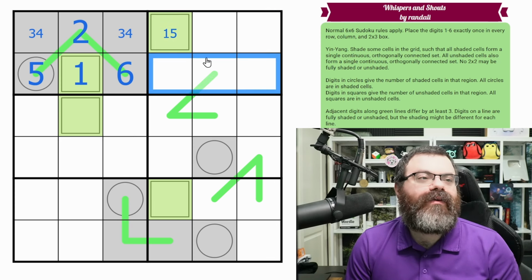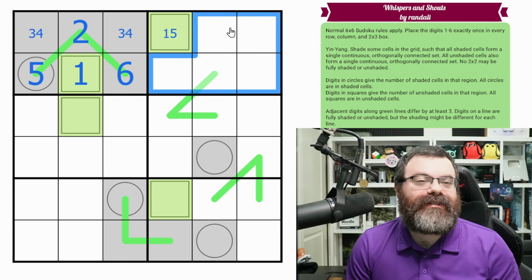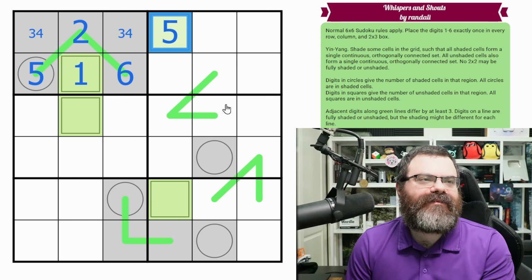And then 1 is not possible. It would shade all of these. These would be shaded, and then that would be a 2x2. So this actually has to be a 5. And now why can't we do this 5, right? Well, because then this is a shaded cell that's isolated from all the other shadeds. So we have to do this.